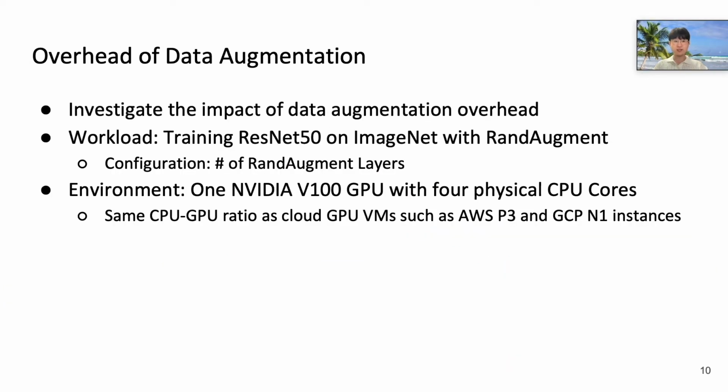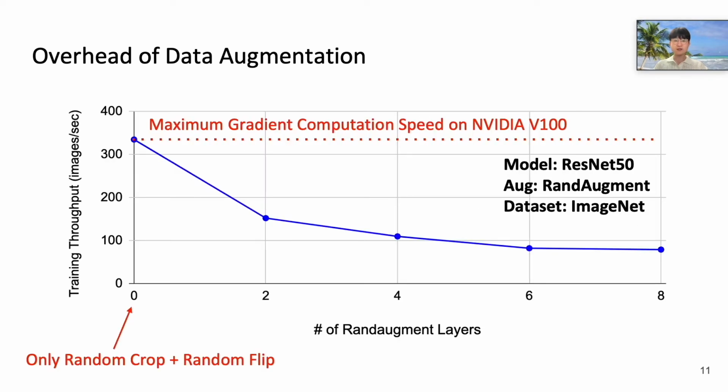We have measured the training throughput of ResNet-50 trained on ImageNet using a varying number of RandAugment layers. As an evaluation environment, we use a Docker container with an NVIDIA V100 GPU and 4 physical CPU cores. Here is the evaluation result. When there are only random crop and random flip layers, the training throughput reaches the maximum gradient computation speed of the GPU. However, when the number of RandAugment layers becomes 2, the training throughput is cut in half. The throughput further decreases as the number of RandAugment layers becomes bigger.